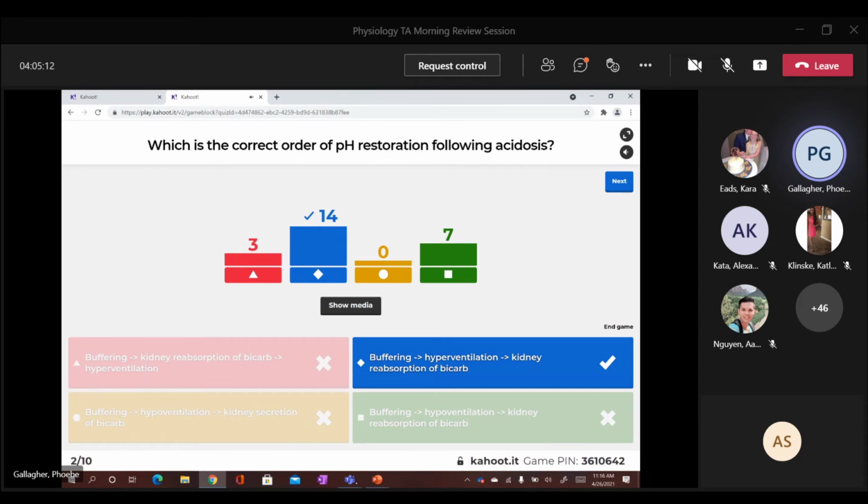Awesome. Yeah. So in order to correct your pH, you start with the buffering. That's the immediate response. If you have acidosis, you're going to want to hyperventilate to decrease your CO2. And then kidney reabsorption of bicarb would be the renal compensation mechanism. So good job.